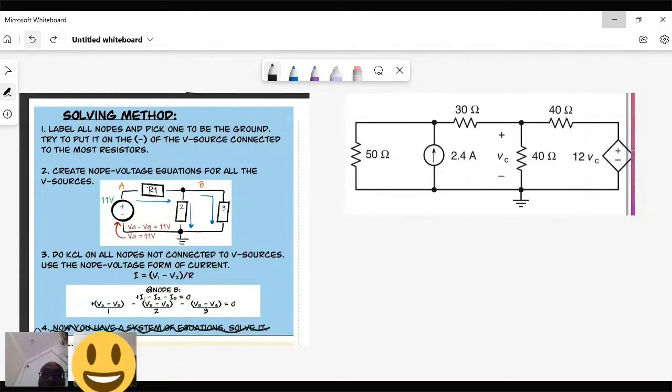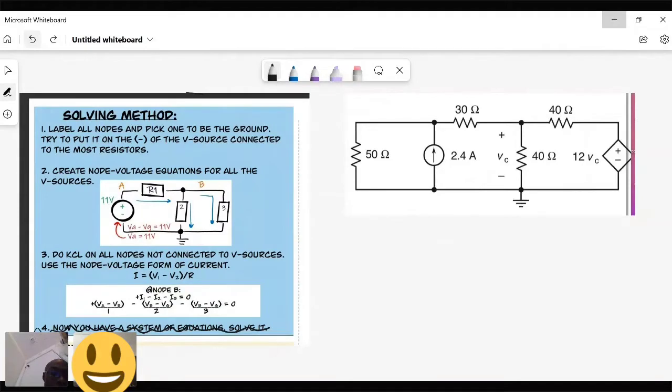They say to try to put the ground on the bottom of the voltage source, at the negative. They put the ground on the negative, so that means it's going to be a little bit easier for you. All right.